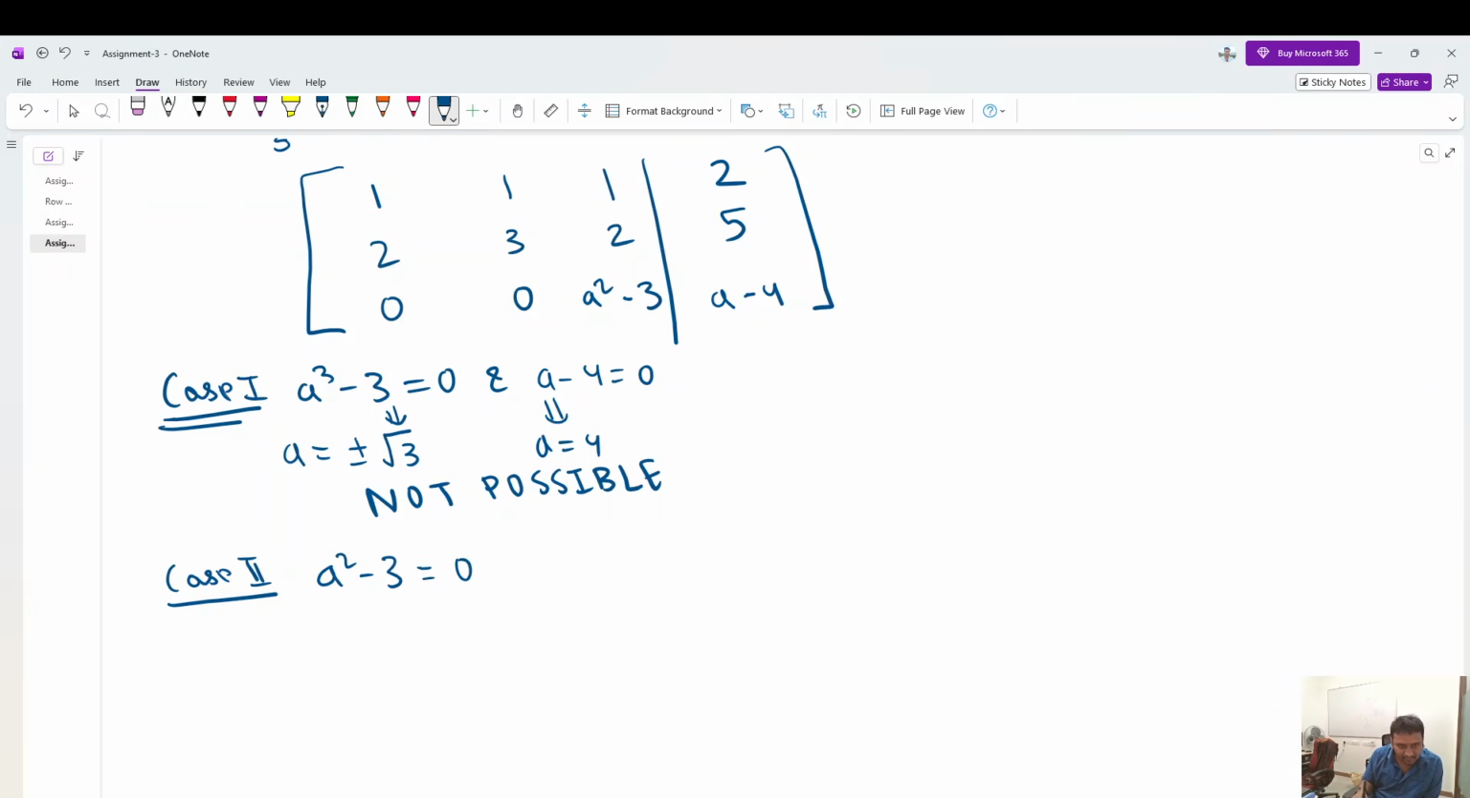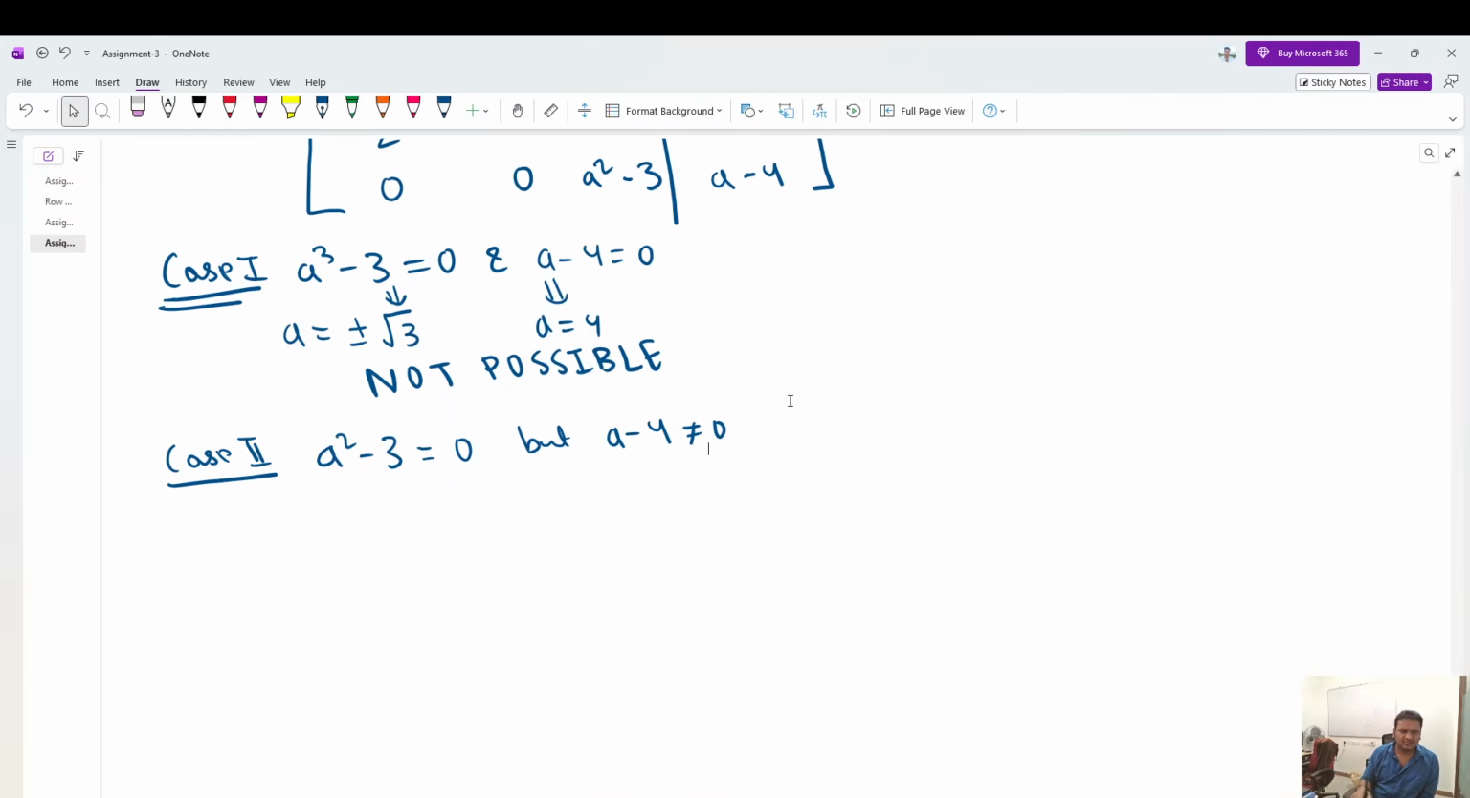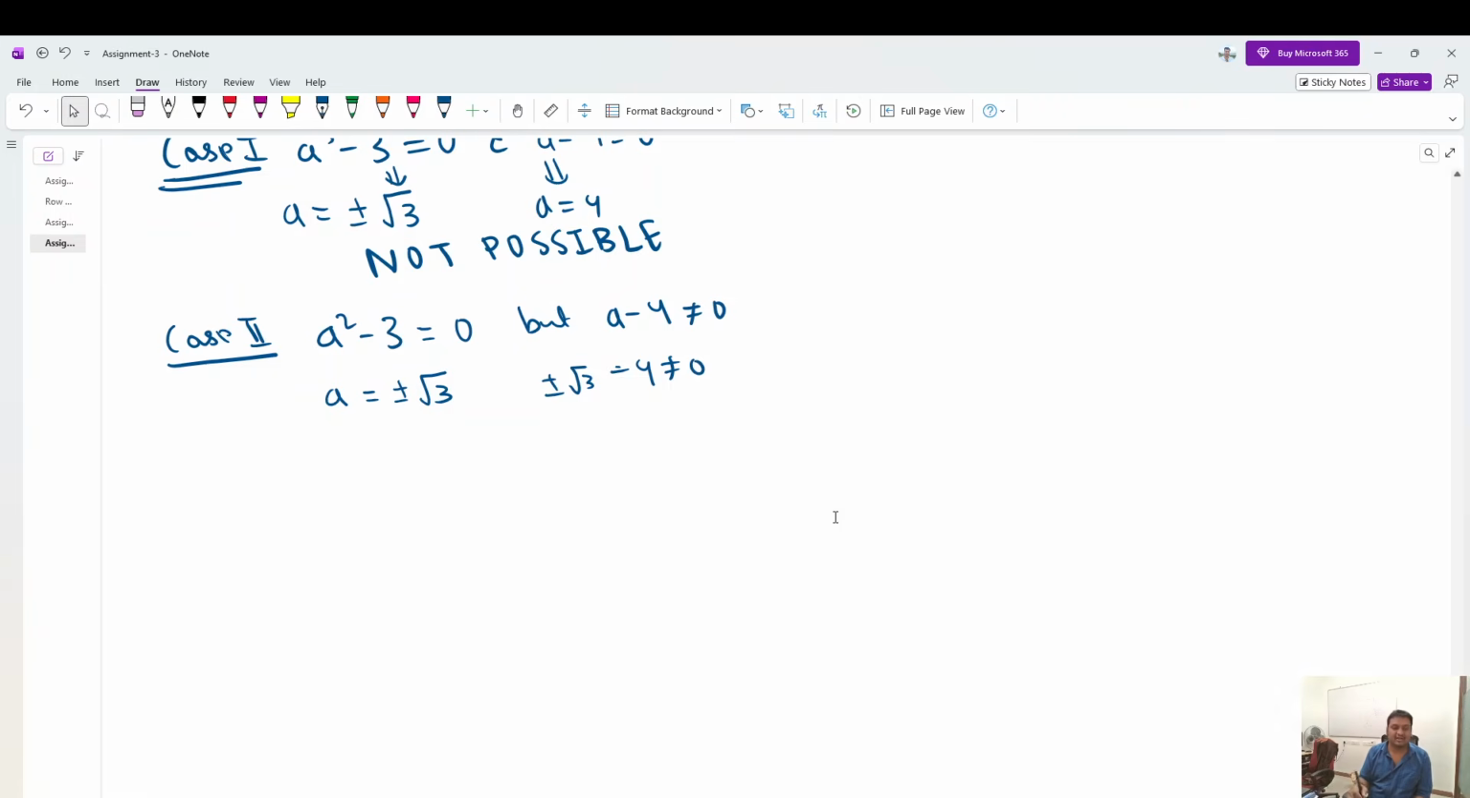So let's say this is 0, but A minus 4 is non-zero. Yes, this is in fact possible. What you are saying is A square minus 3 is 0, meaning A is plus minus root 3, right? Of course, plus minus root 3 minus 4 is non-zero. Root 3 cannot be 4, because one is rational and the other is irrational.